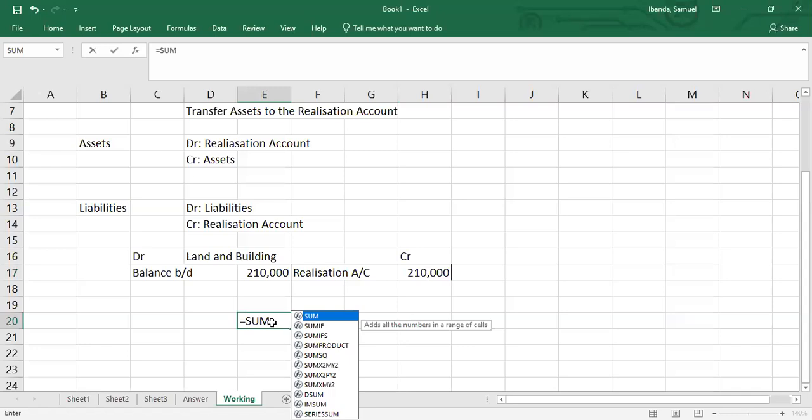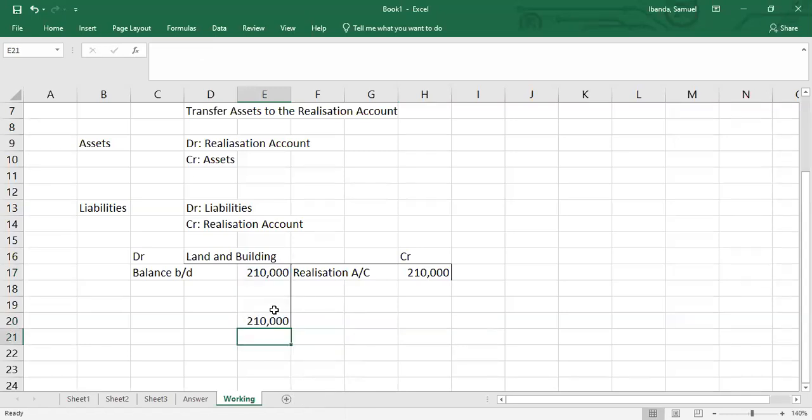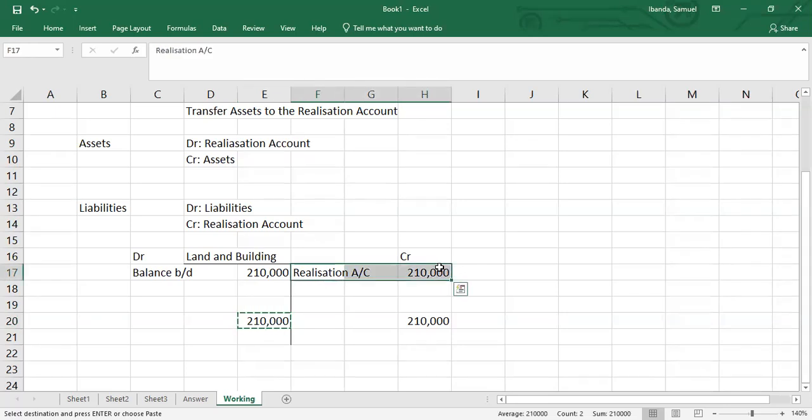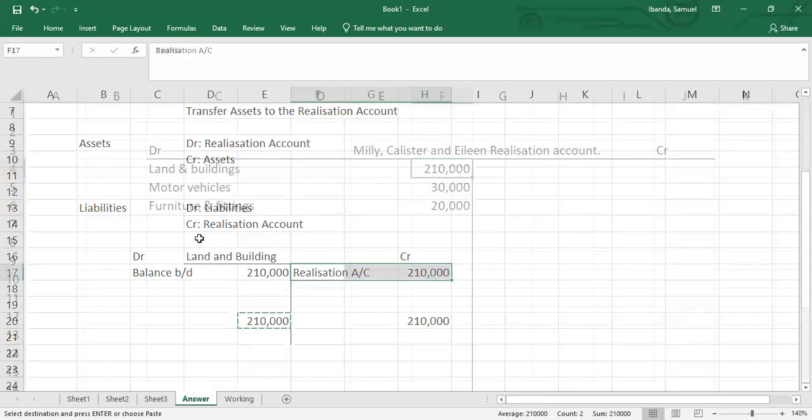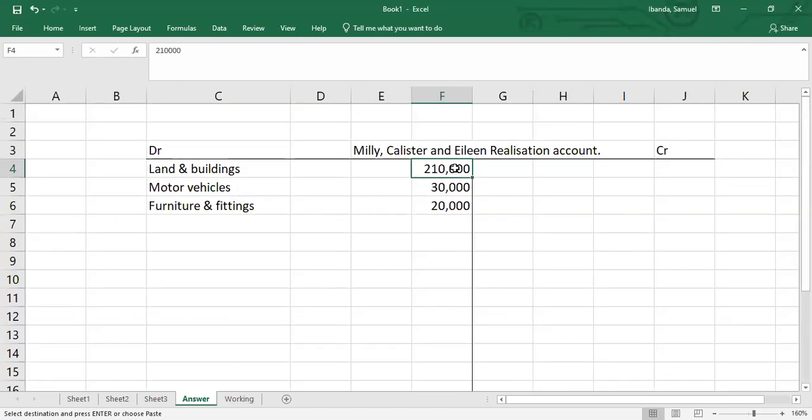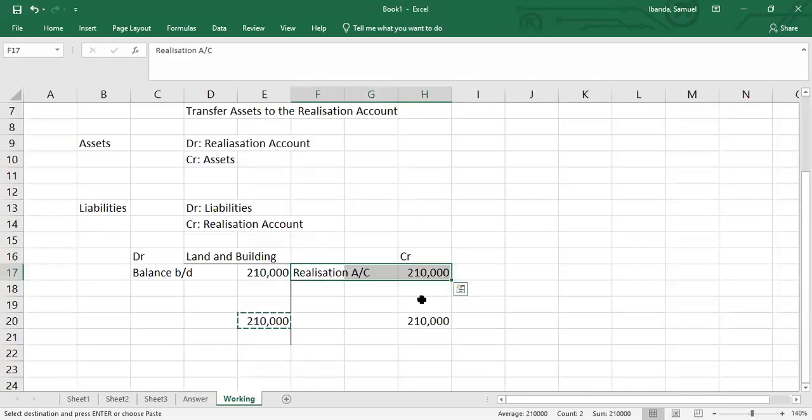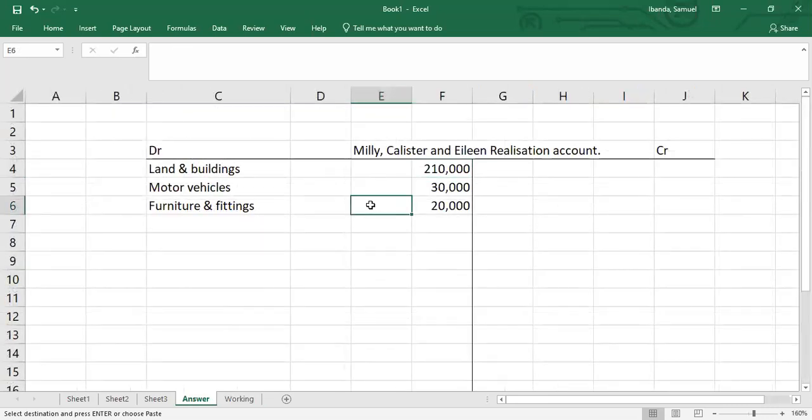And the same thing will also happen on the credit side. It will also still be 210. So as you credit it here, you're moving it to the realization account by debiting it. I think you know how the double entry works. You credit your land and building and debit your realization account. That is what is happening for each of these assets, and that's why you see motor vehicle here, furniture there, and so on.